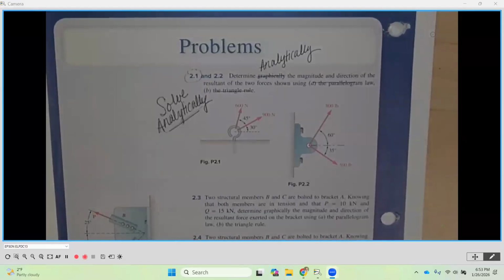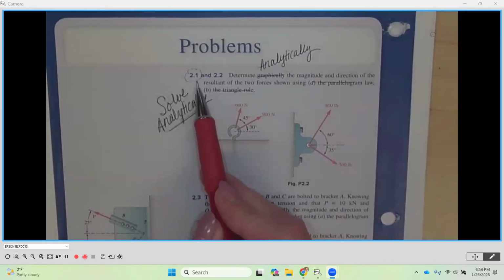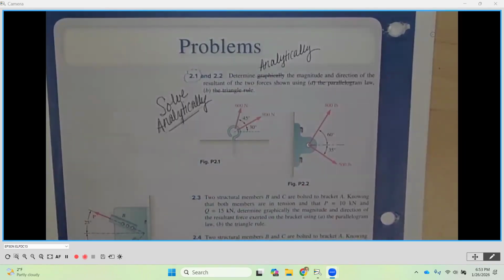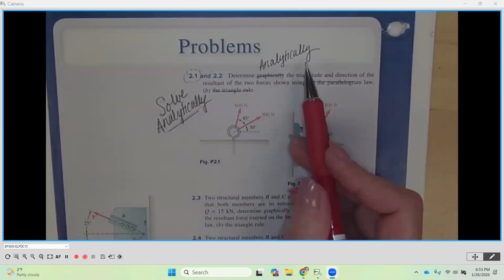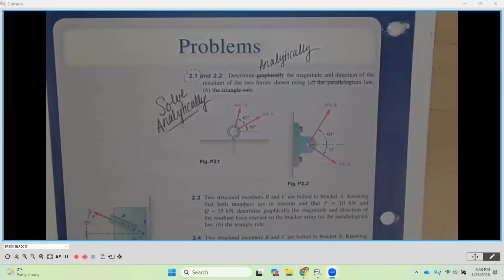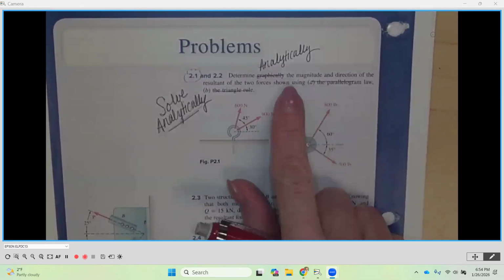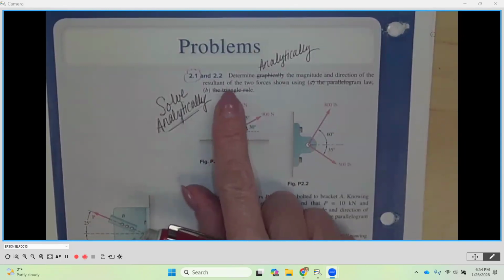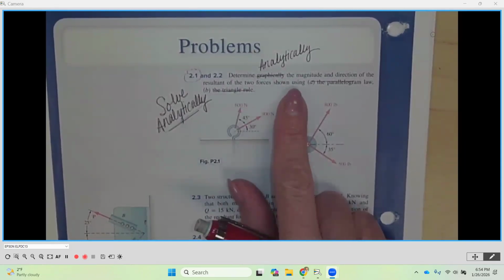Okay, we're going to be looking at problem 2.1 on page 26, and this is your first application problem in the Module 2 assignment. The problem says to determine graphically the magnitude and direction, but I want you to do it analytically using the sine and the cosine law, just like we've been doing on the last two sample problems. We want to find the magnitude and direction of the resultant of the two forces shown.